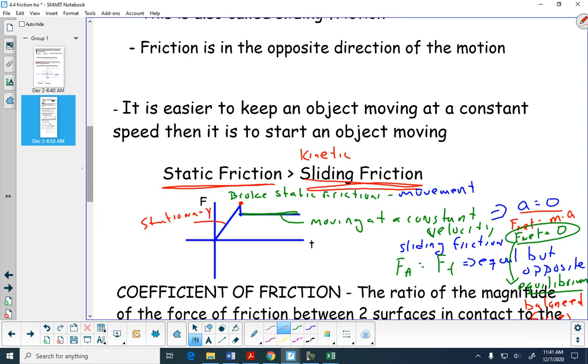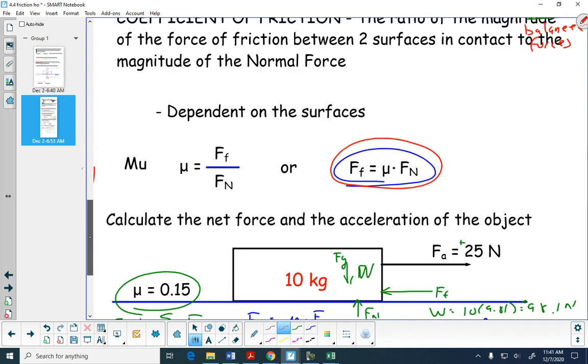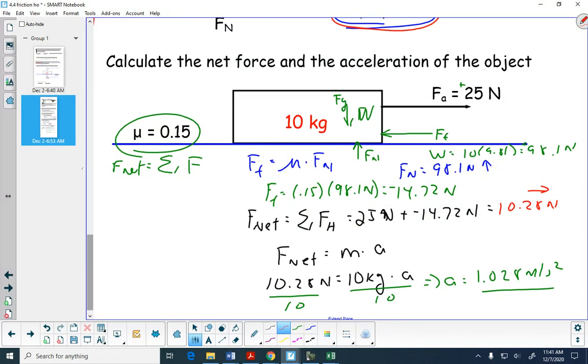Coefficient of friction is your force of friction divided by your force normal, or what we will utilize quite a bit is your force of friction is equal to mu times force normal. And whatever direction the object is moving, force of friction will go in the opposite direction.